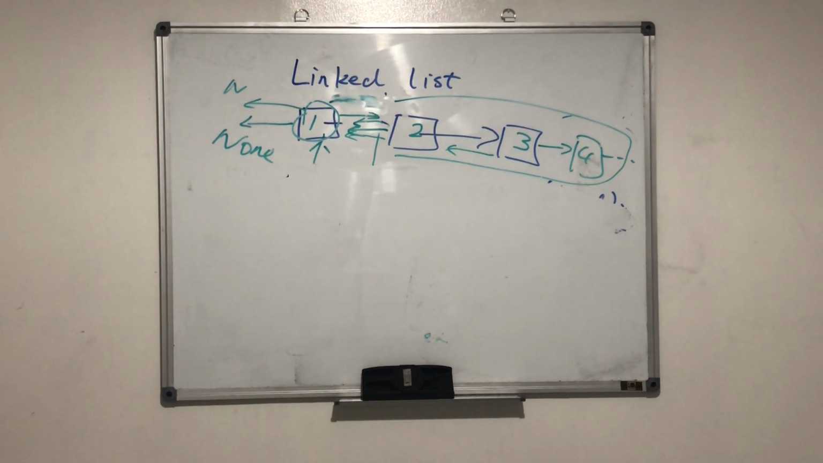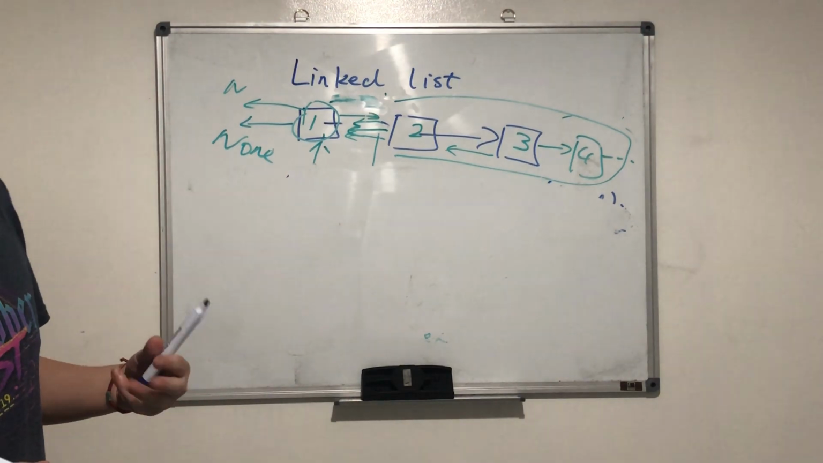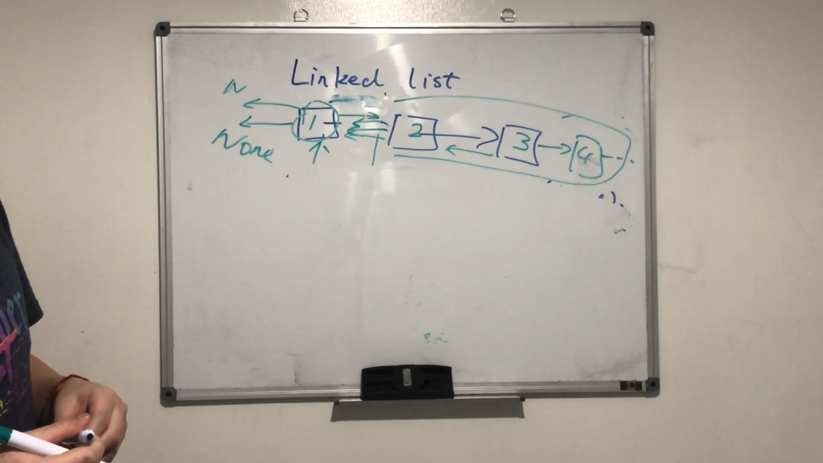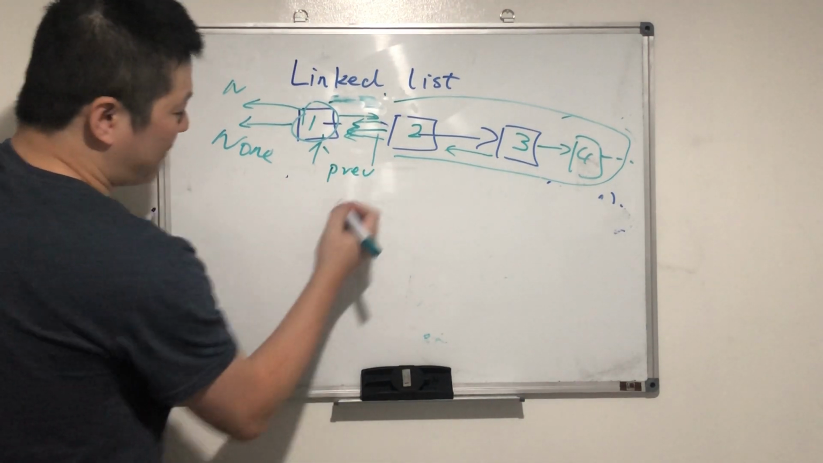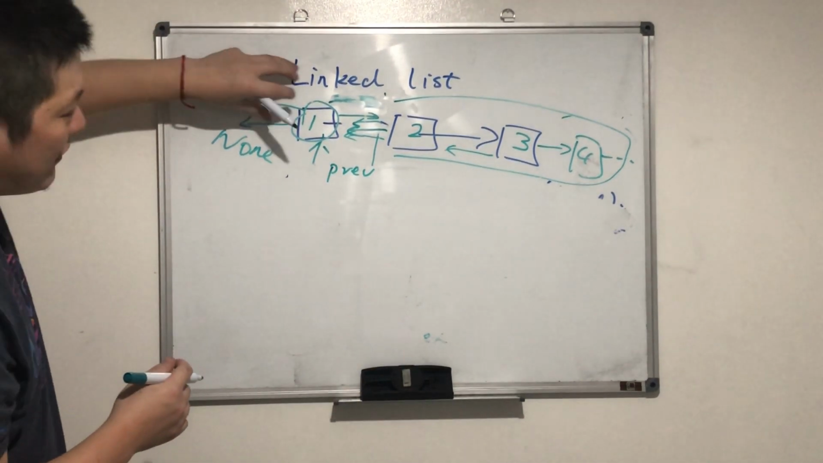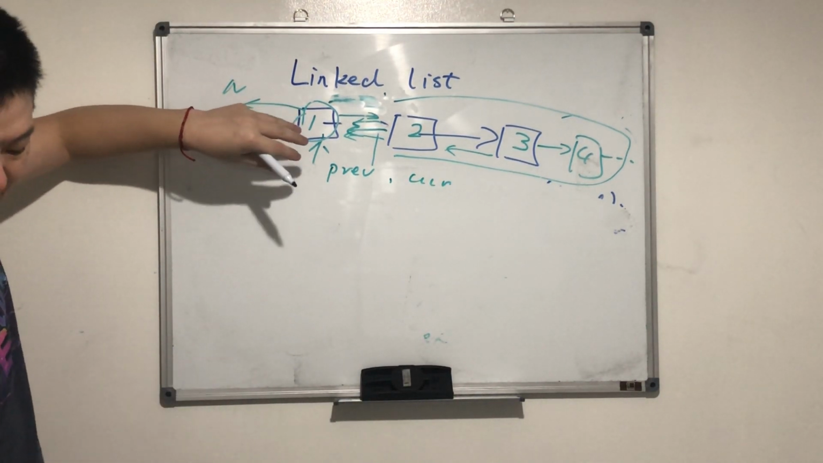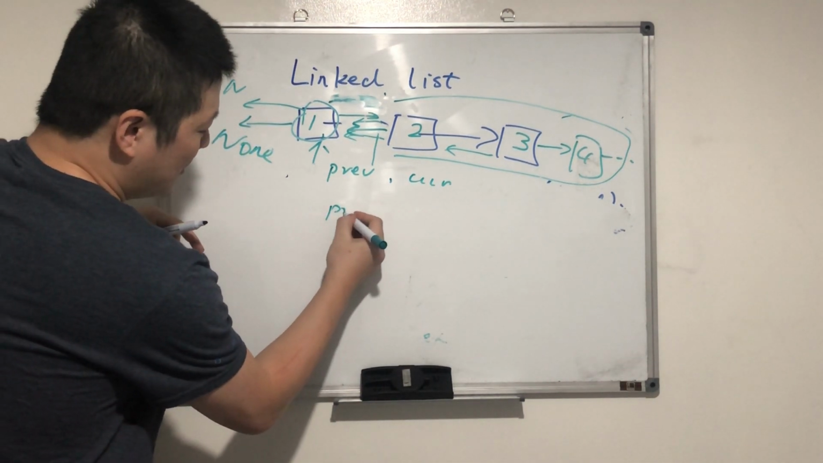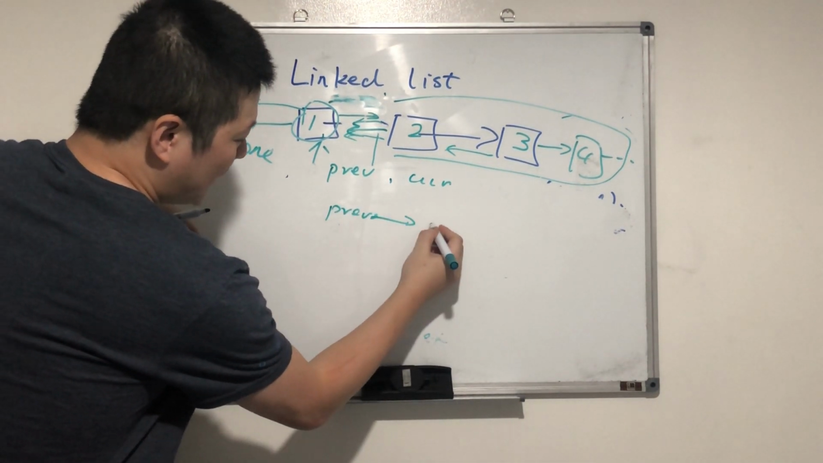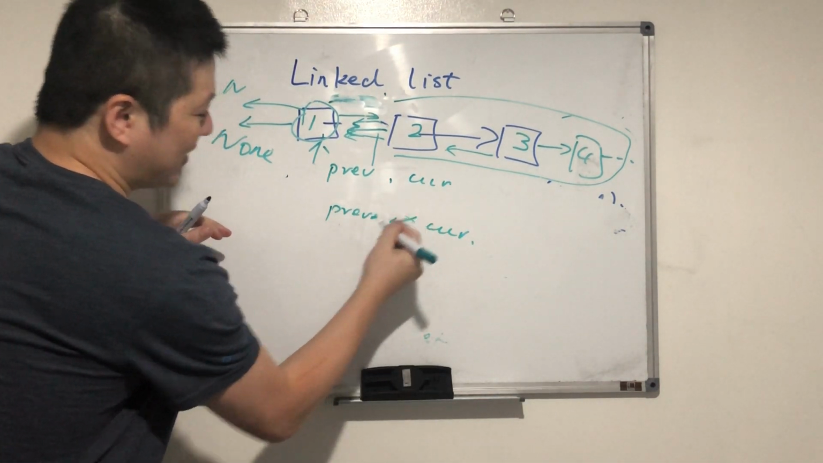We can do it using another approach. No, we can do this: have a previous node, and then we have a current node, and every time the previous node is pointed to the current node, we just need to go back in the direction and move it.